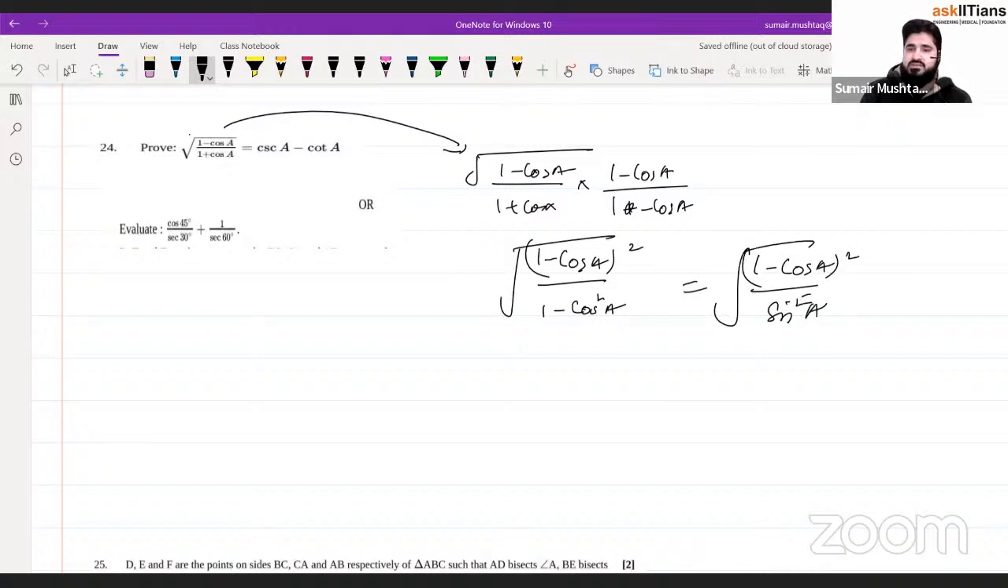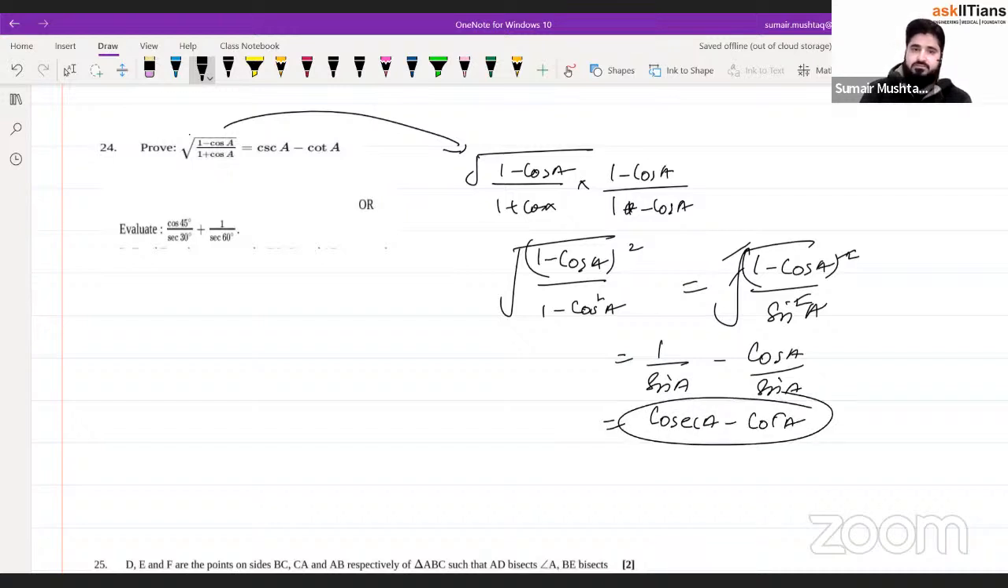This is root of sine square, so this and this cancel. This is 1 divided by sine a minus cos a divided by sine a. This is equal to 1 by sine. What is 1 by sine? 1 by sine is your cosec. Cosec a minus cot a. True. Oh sorry, cot. Yes.